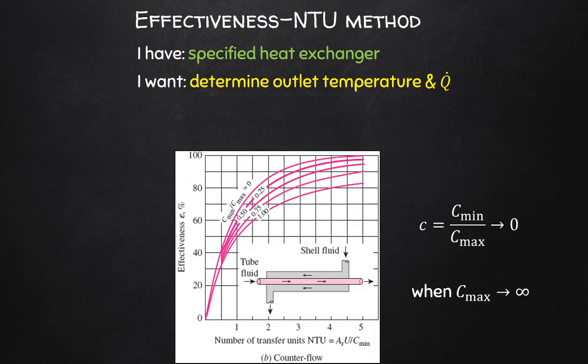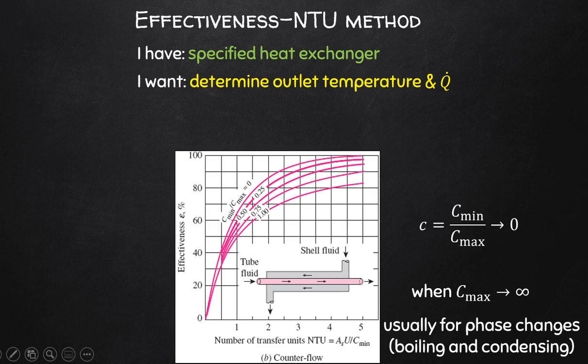Now notice that these graphs have a trend line that corresponds to the capacity ratio equal to 0. And where do you think this would apply? Obviously, it would apply for cases like phase changes, boiling and condensing, for interest's sake. So with that, we end off this lecture.